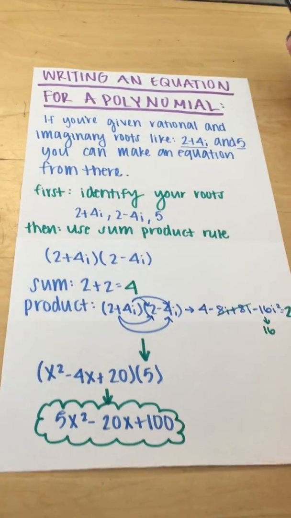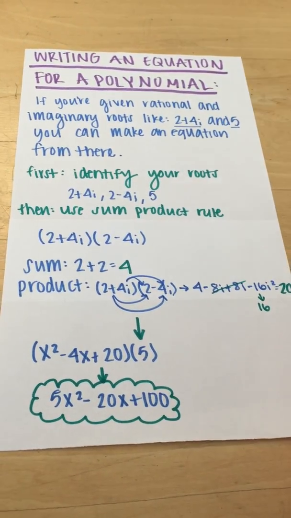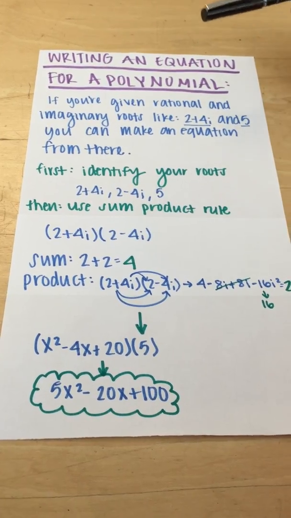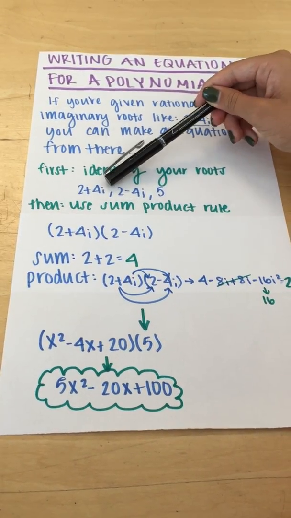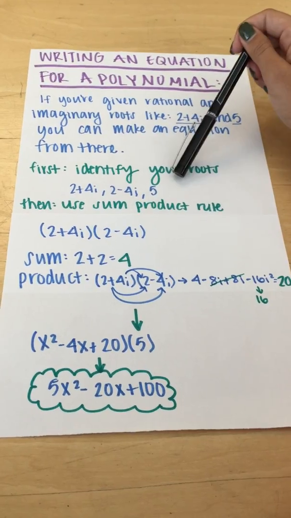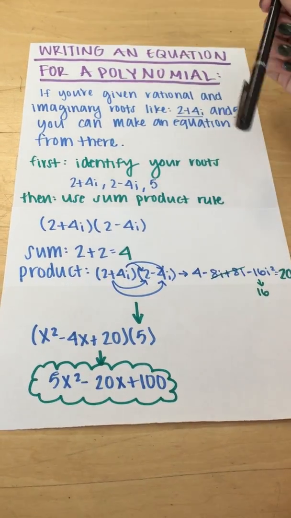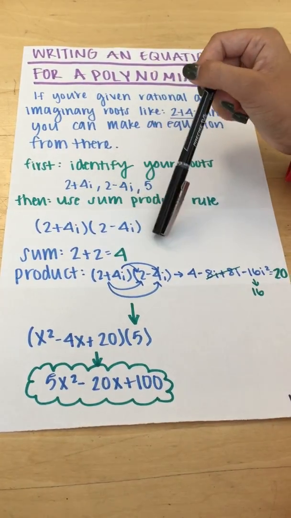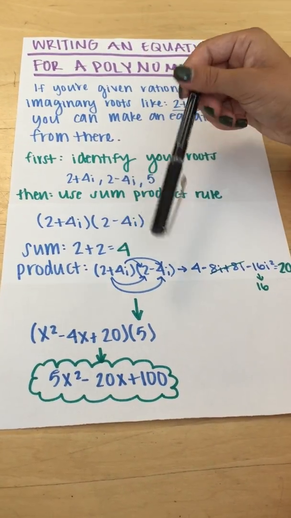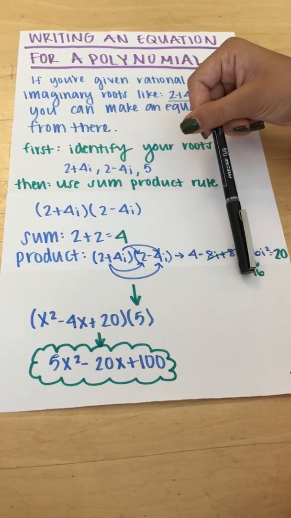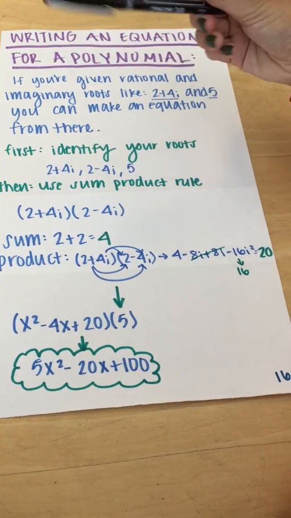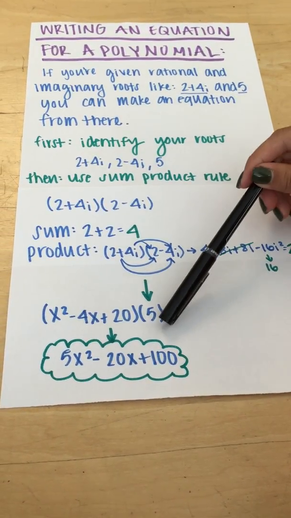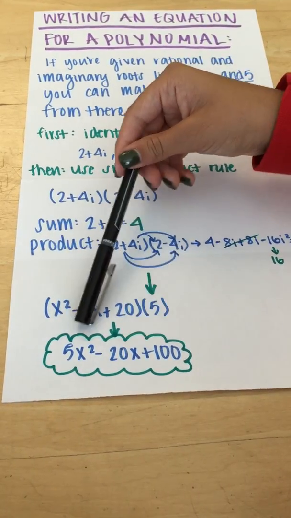Writing an equation for a polynomial. If you're given rational and imaginary roots like 2 plus 4i and 5, you can make an equation from there. First, identify your roots, which are 2 plus 4i, which gives you 2 minus 4i, and 5. Then use the sum product rule as shown above. You add those to get the sum of 4, and the product is 20. And then you put that in the equation, but you still need this 5. So you multiply the 5, and then that gives you this.